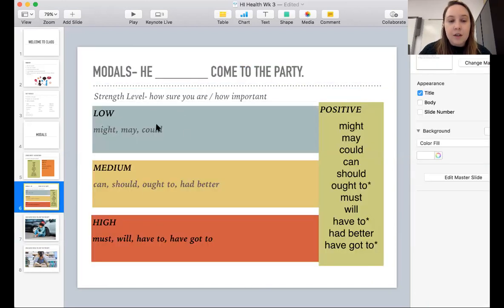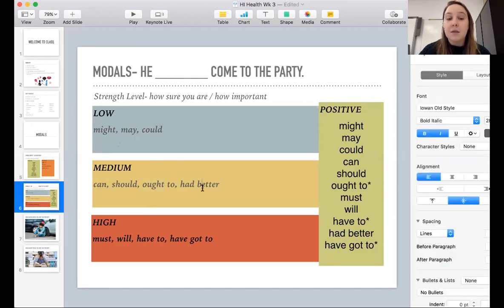So, some of it might be low-level advice. Some of it might be, she might call her husband. Maybe that is something she could do. Some of it might be medium. She should take medicine. And some of it might be high strength advice. She must call the police. She has to go to the hospital. Whatever you think she needs to do.